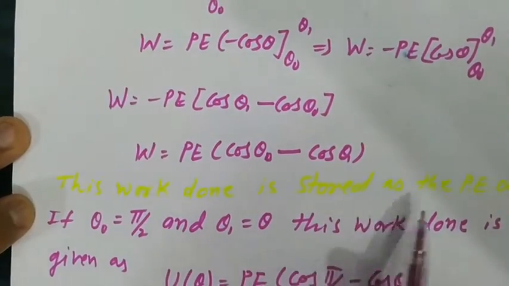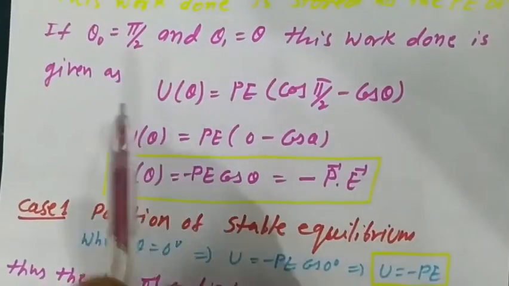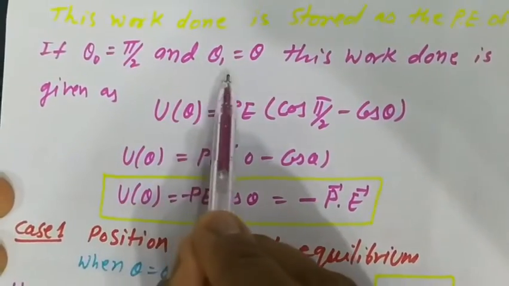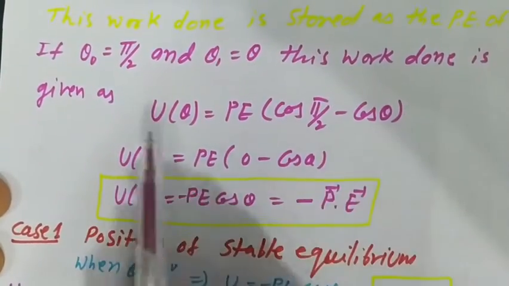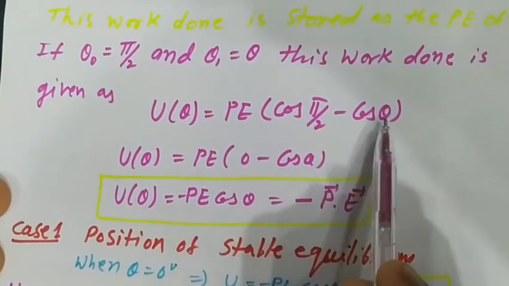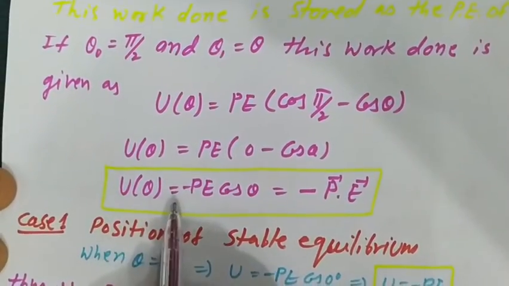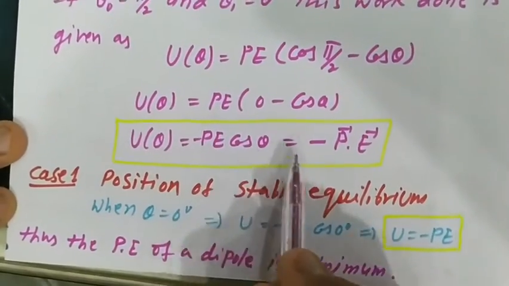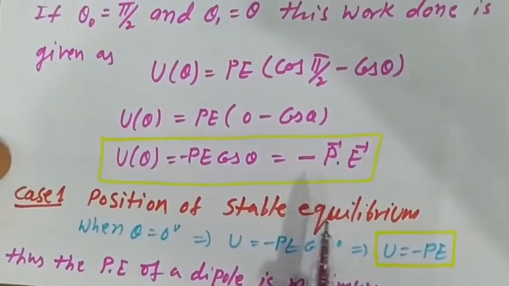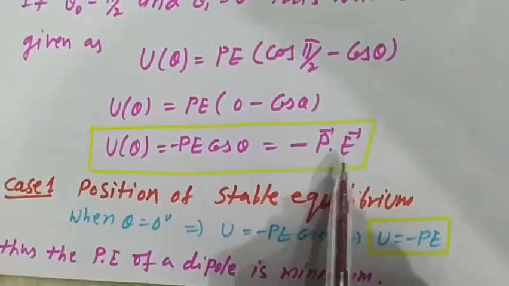This work done is stored as potential energy of the system. If theta naught equal to pi by 2 and theta 1 equal to theta, this work done is given as U theta equal to PE times cos pi by 2 minus cos theta. Cos pi by 2 is 0. So we get U theta equal to minus PE cos theta. This can be expressed in form of scalar product, P vector dot E vector.